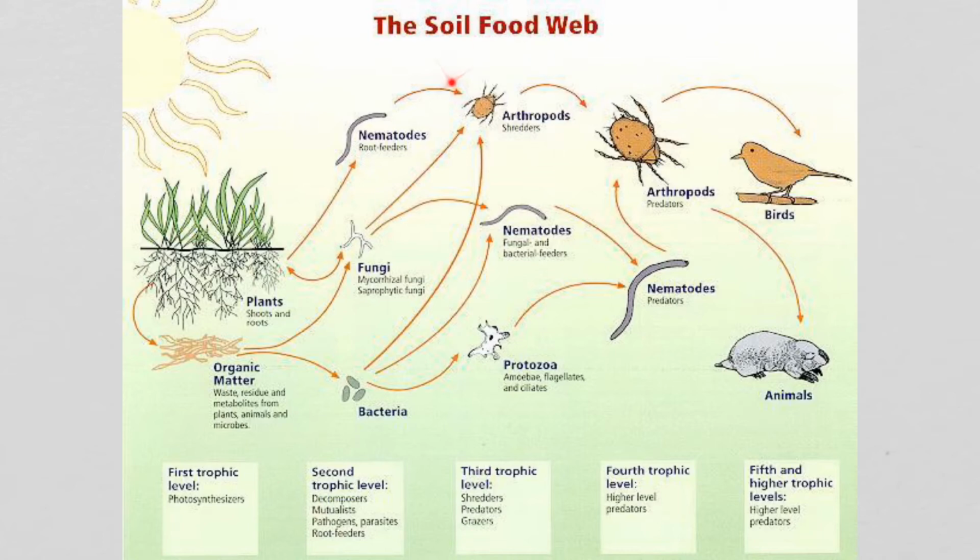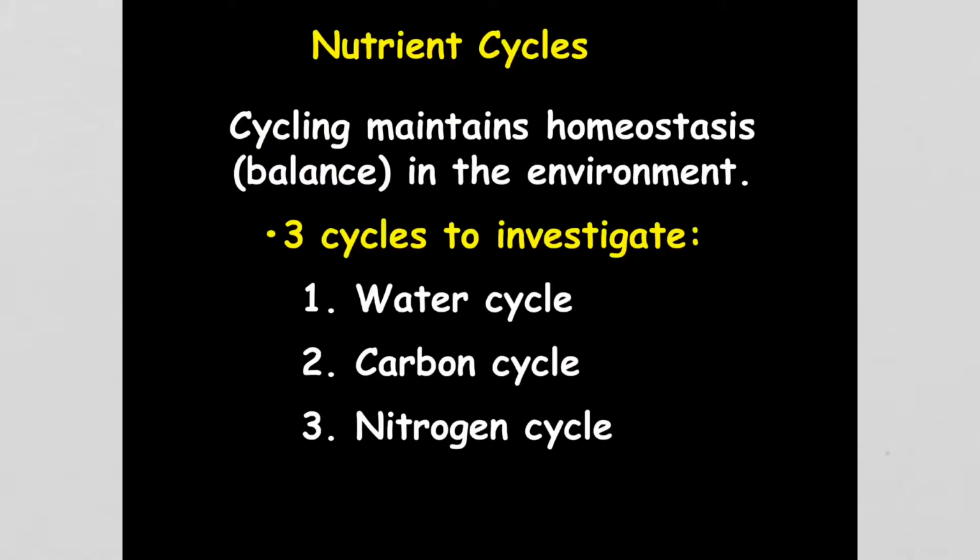So here arthropods are shredders, predators, and then the higher level predators are going to be the birds and other animals. But this is just another representation of this. And of course, all energy ultimately comes from the sun. So that this is ultimately where the energy is going. And then again, highest biomass down here, and lessens as it moves up towards these higher level predators.